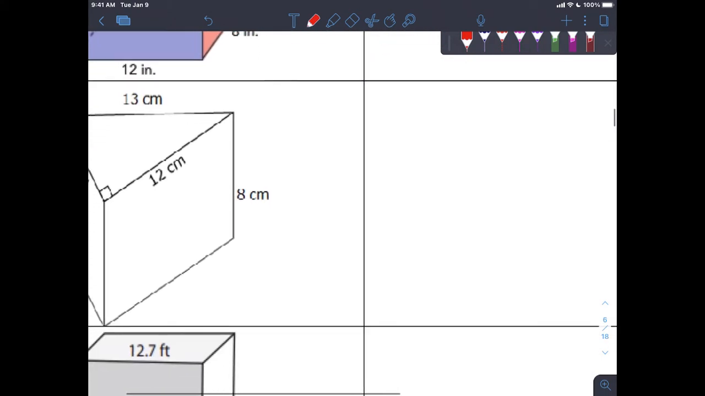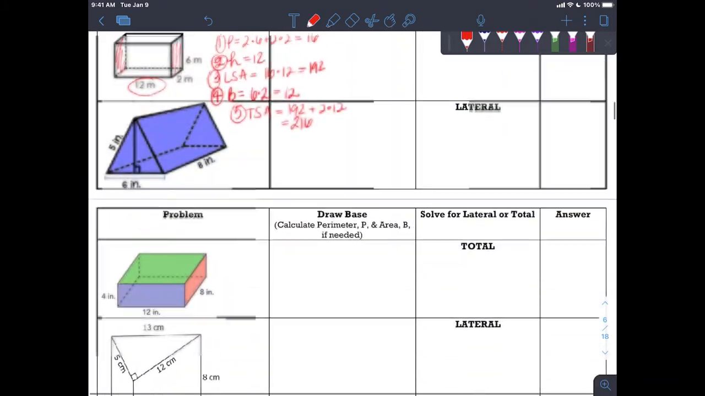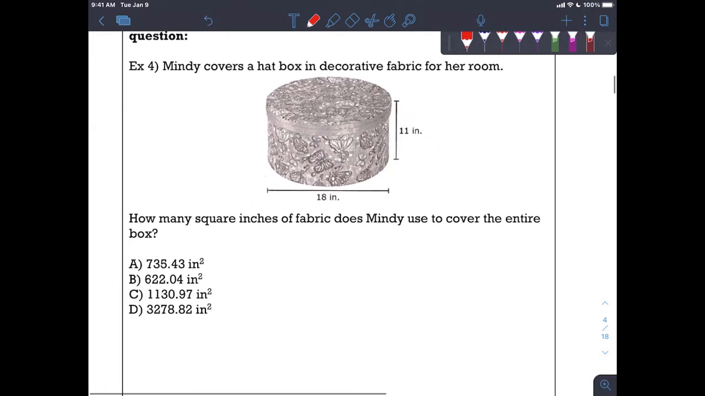All right, let me find a cylinder. All right. So here we have a problem that says Mindy covers a hat box in decorative fabric for her room. How many square inches of fabric does Mindy use to cover the entire box? They want total surface area.